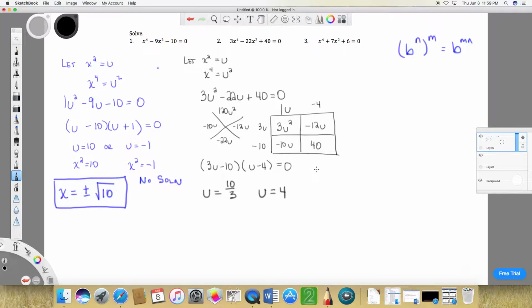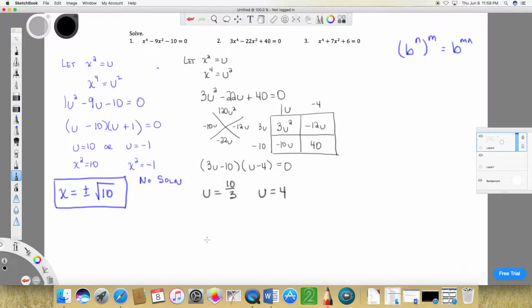But remember, just like last time, I need to replace this u back to x squared, because really what I'm trying to solve for is x. We just made that change of variable so that we could put it in a form that was recognizable, a quadratic form. Because of all the equations and things that we've done in high school math, in every single class you have worked with quadratic equations.